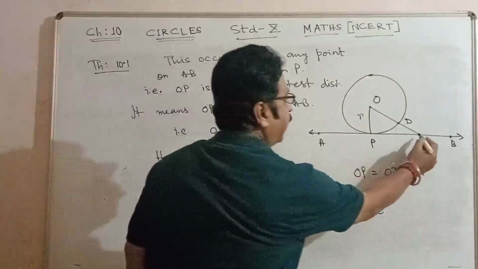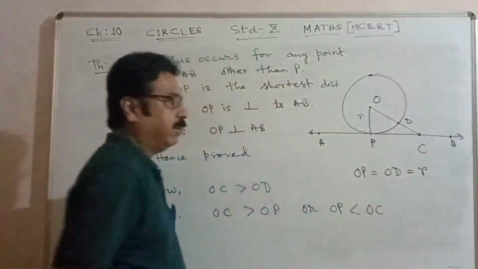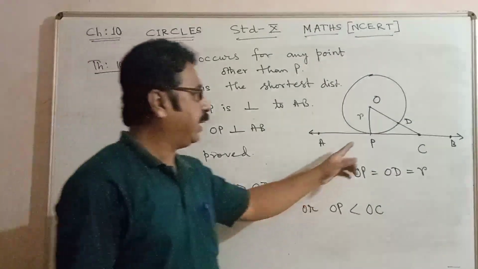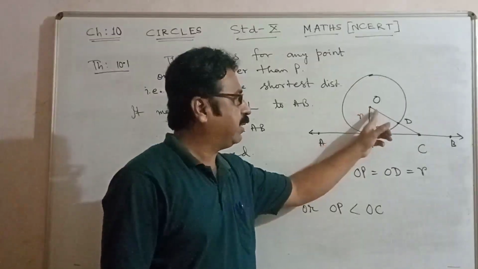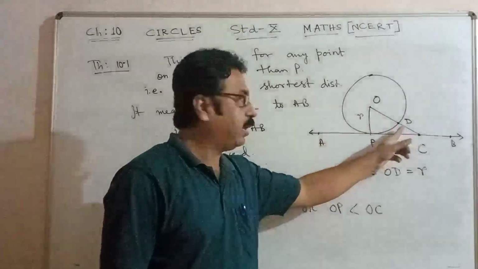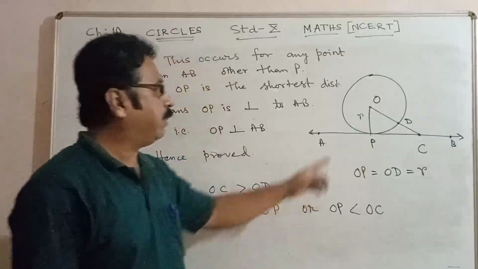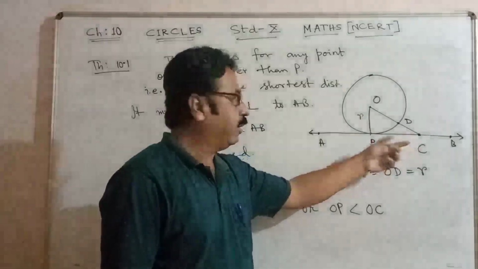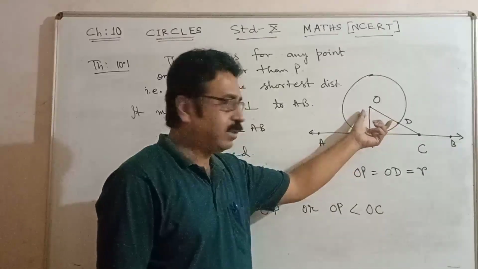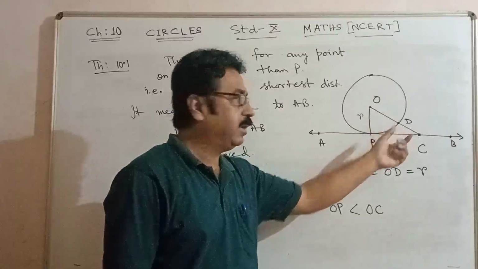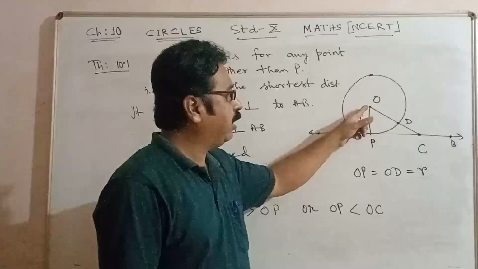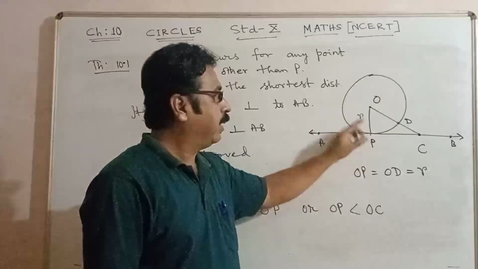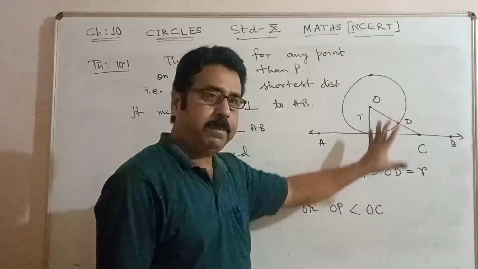We have taken any point other than P. We have not taken point P. We have taken any other point, that is point C, and we have joined this point C with the center of the circle. So we have got a line segment OC, which is the combination of two line segments OD plus CD. Obviously OC will be greater than OD, means OC will be greater than OP. That means OP is smaller than OC.